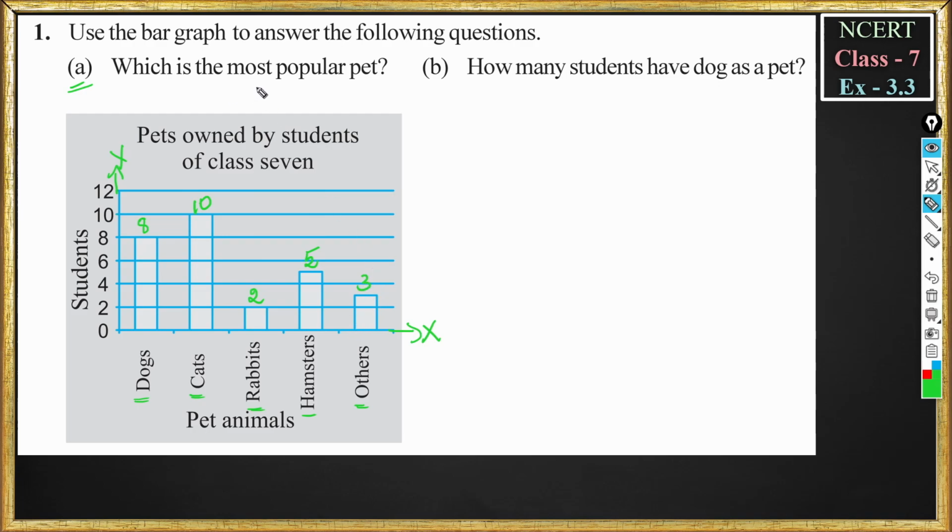Now for question number 1, which is the most popular pet? The most popular pet would be the pet which is owned by the most number of students. So 10 students is the highest one. So cats is the most popular pet because it is owned by 10 students, which is the highest in the given data. Similarly, for question number B, how many students have dog as pet? So this is dog. So dog is owned by 8 students. 8 students have dog as pet.